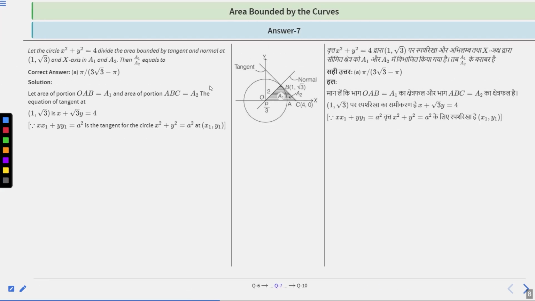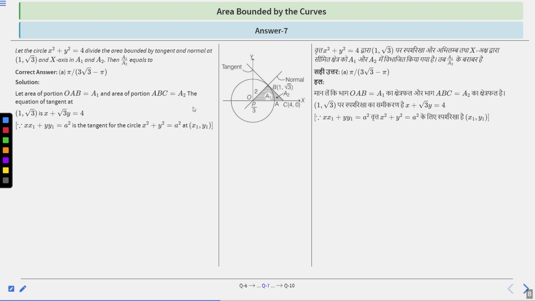Okay, let's move to the solution part. See, this is the curve x square plus y square equal to 4. And this is basically the tangent and normal to the curve at point (1, root 3). Clear? So, let the area of the portion OAB BA1, that is, this circle is basically dividing the area into parts A1 and A2, right? Therefore, let the area of portion OAB BA1 be A1 and the area of portion ABC be A2.